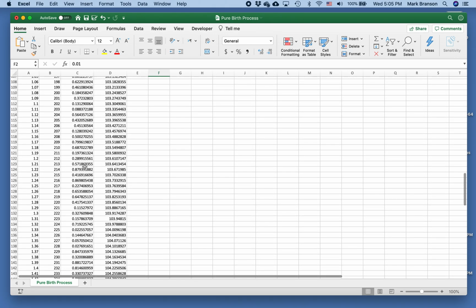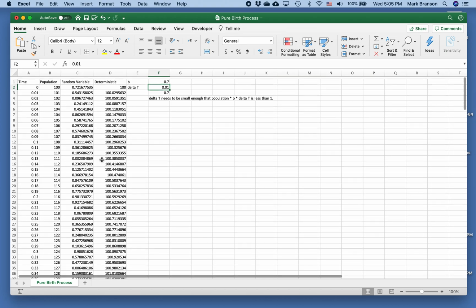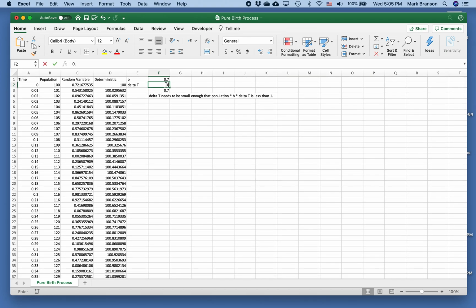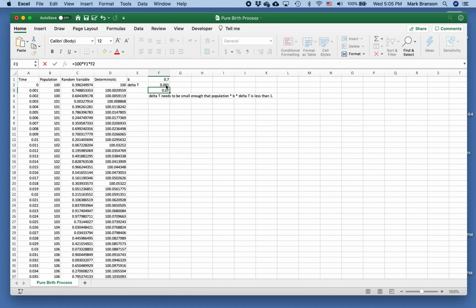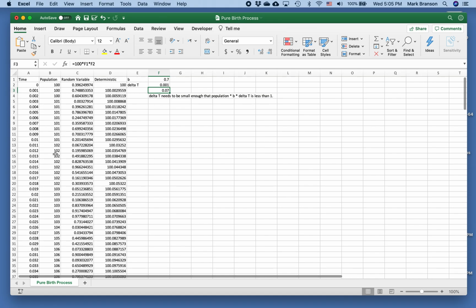So you can see here eventually we get to a point where the population gets large enough that we're having a birth every single unit of time. So 0.01 isn't even small enough for 0.7. If we want to do 0.7, we need to do 0.001 or something even smaller to make sure that stays low, so that we're not getting a birth every single unit of time. Okay?